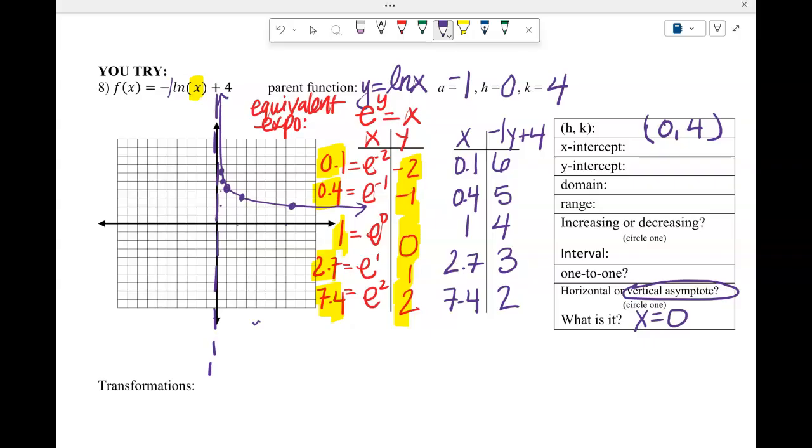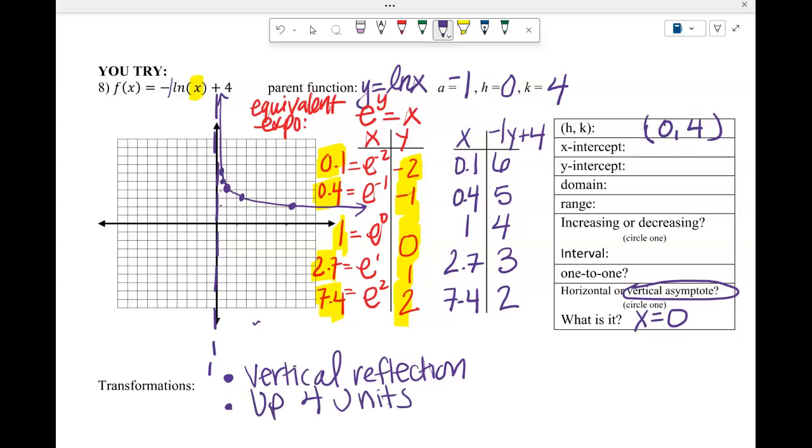Let's fill out the transformations. We have a -1, which is a vertical reflection. And then a k being 4, so up 4 units. We eventually will hit the x-axis, but we can't eyeball that right now, so we are going to need to solve that manually. We do not have any y-intercept. Your domain is 0 to infinity. Your range is all real numbers. It is decreasing from 0 to infinity, and yes, it is a 1-to-1.